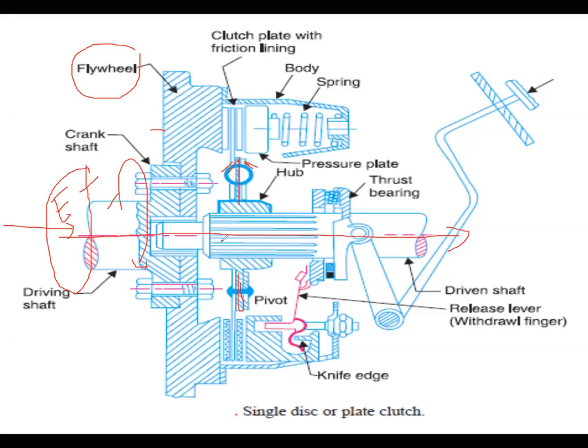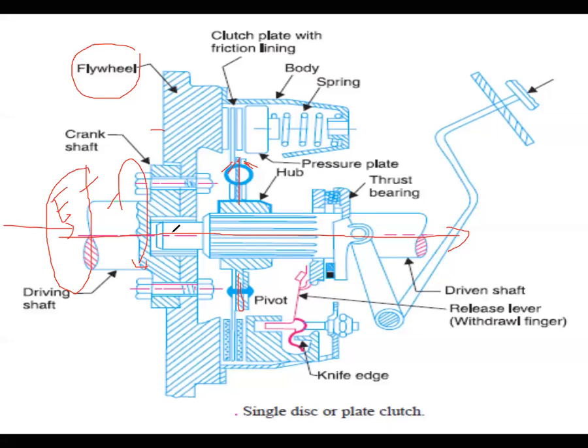So here the concept is how the clutch plate disengages. That is what we have to see in the working principle: engaging and disengaging. How these two operate here, that is the working principle we have to take up.